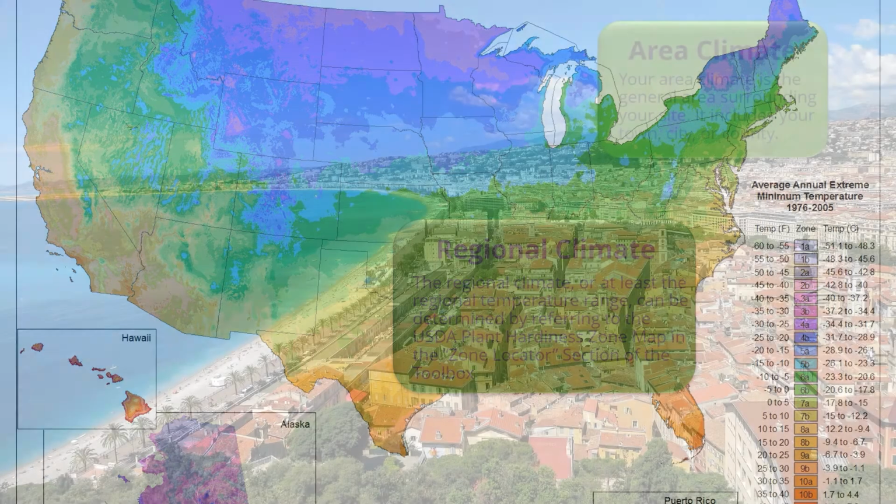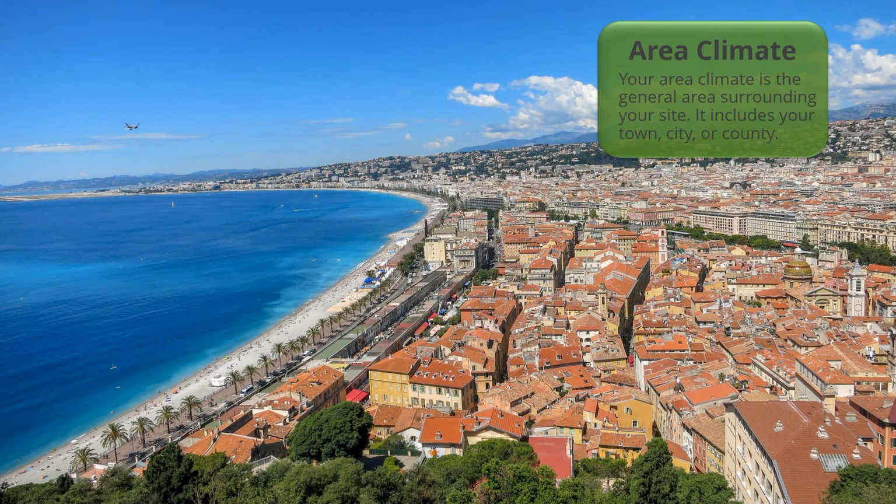Area climate. Your area climate is the general area surrounding your site. It includes your town, city, or county. Nearby hills and valleys, large bodies of water, and large metropolitan areas can affect all manner of weather factors. It is then a more accurate measure of what will constrain your gardening decisions than the regional climate because it encompasses a much smaller area.